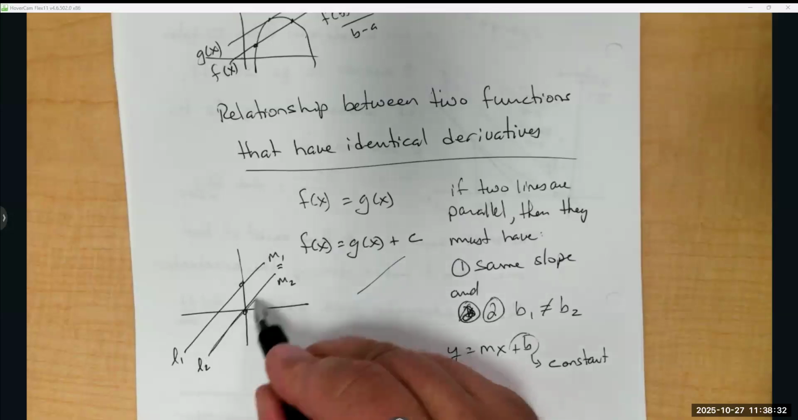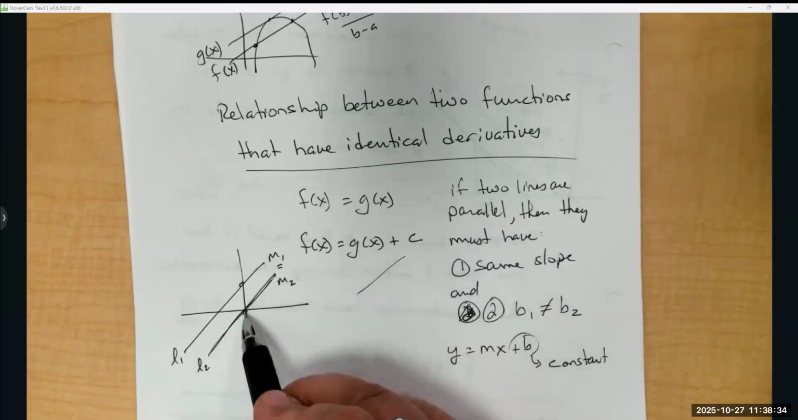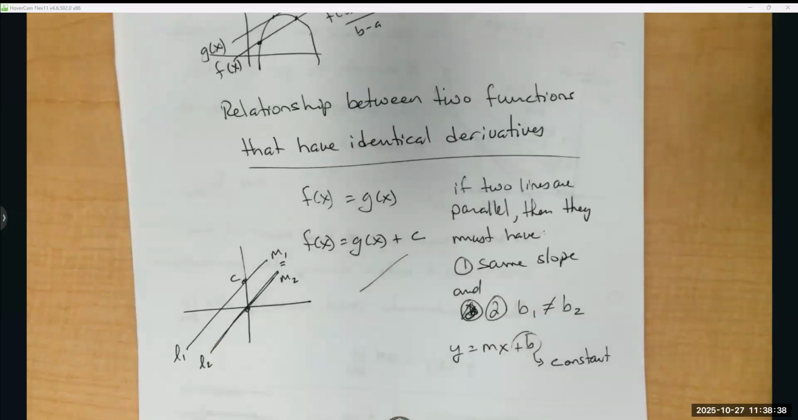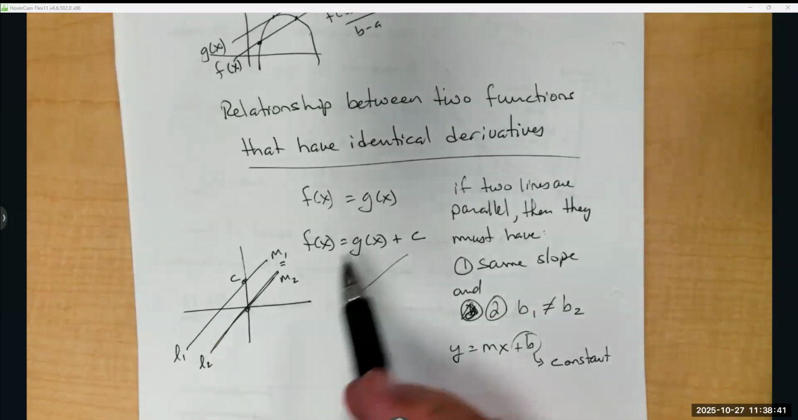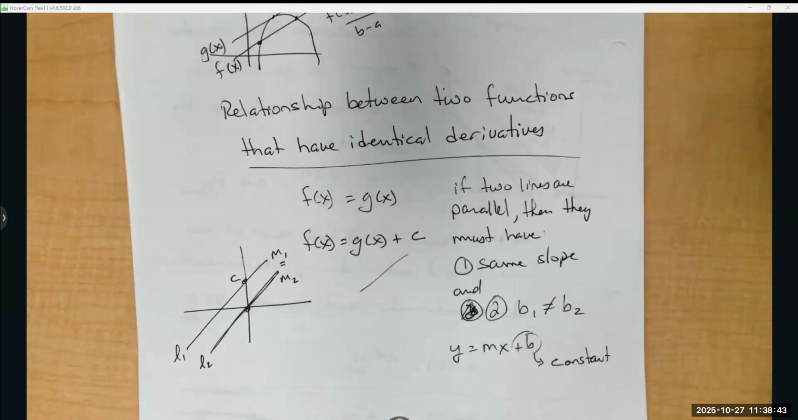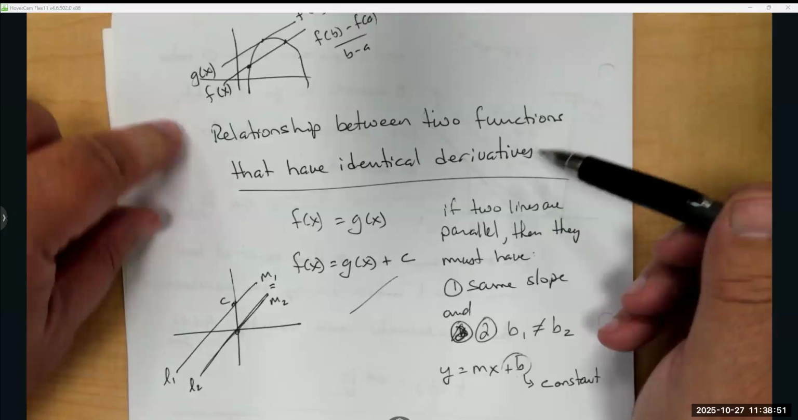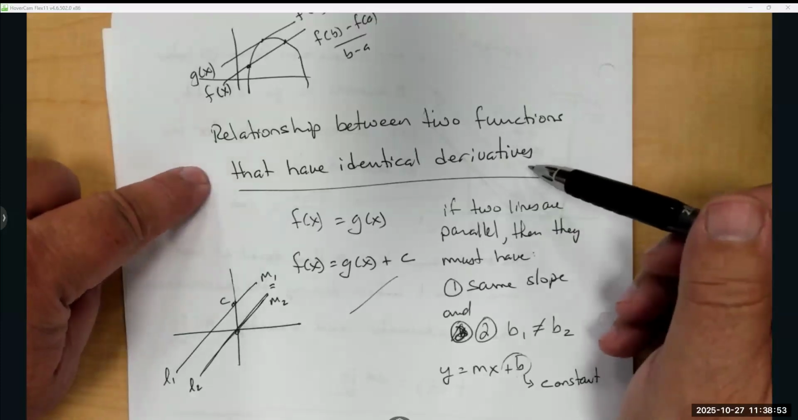Look at this one. This is f of x. It's going through the origin. This is crossing at C. They have the same slope. That's how you can tell the two lines have the same slope. That's the relationship between the two functions that have the same derivatives.